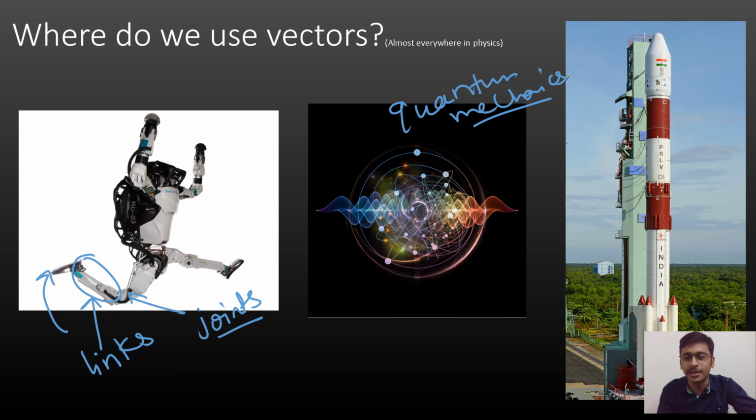And this is a launch vehicle. This is the PSLV launch vehicle, and here also we use vectors. We see at which altitude, in what direction we send this launch vehicle. It's all about vectors. So these are some interesting applications of vectors. So this is why we should study more about vectors.